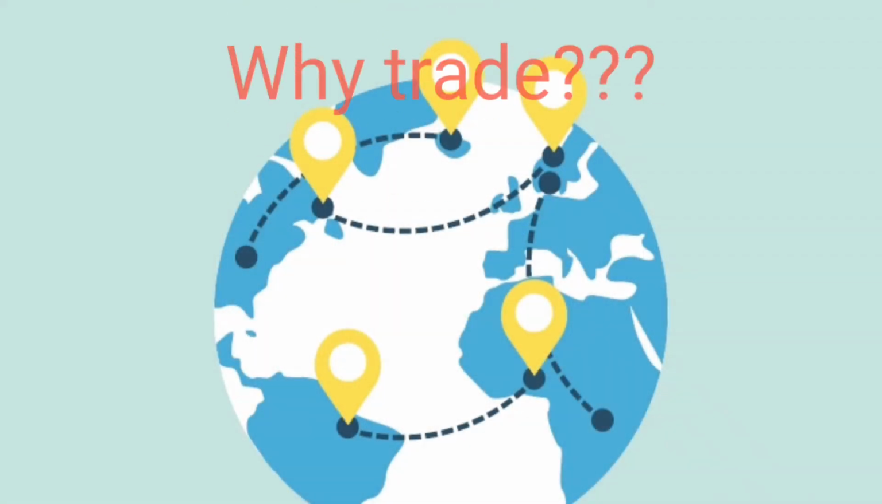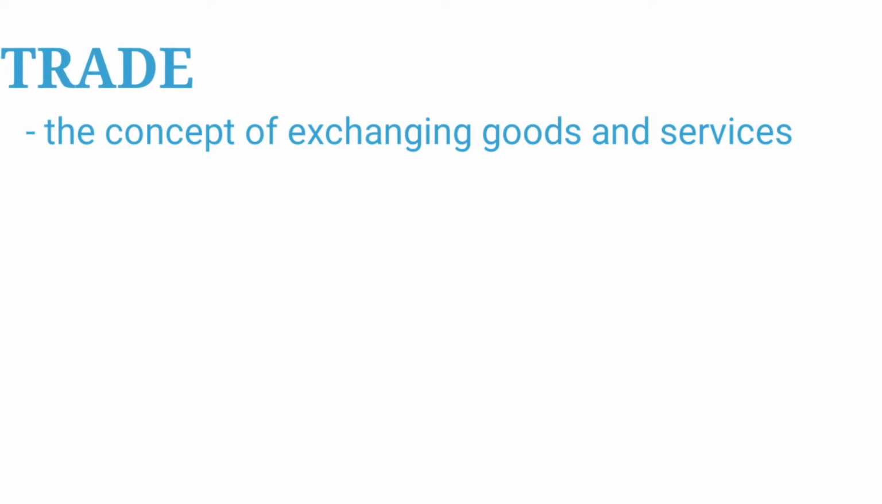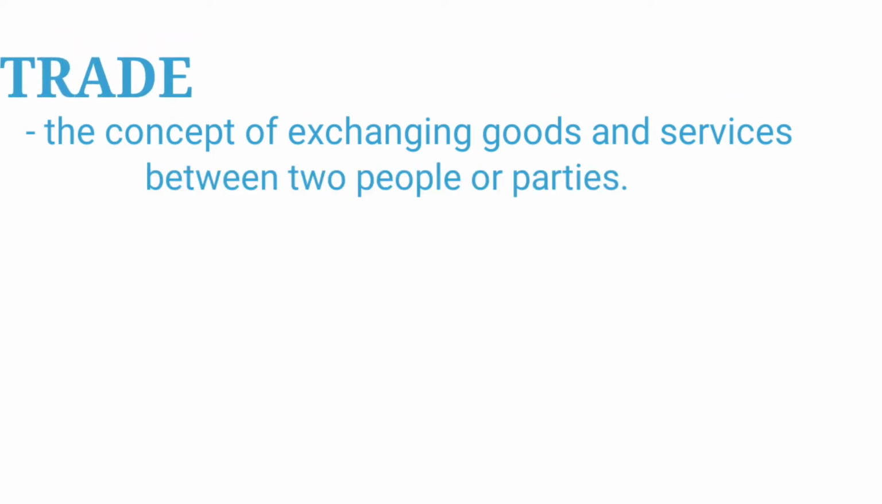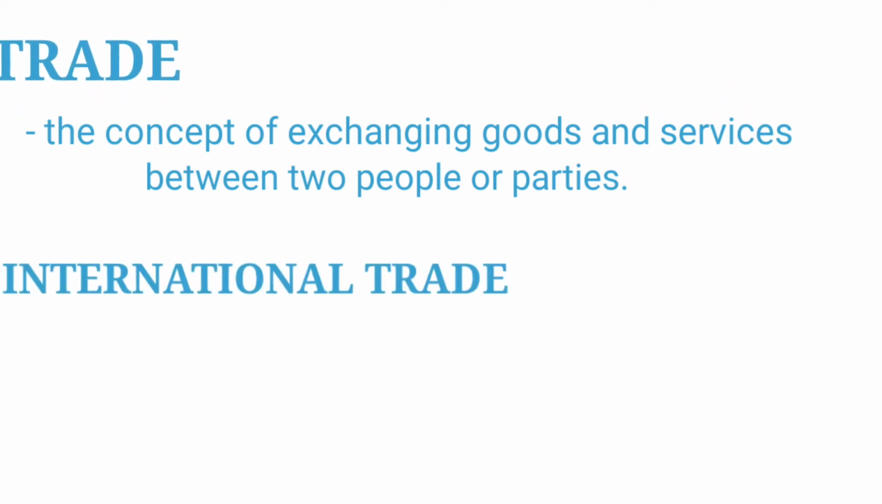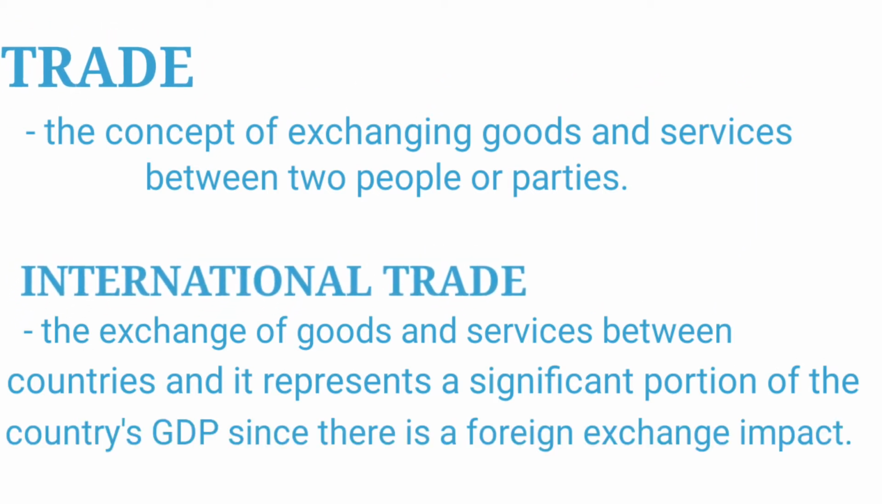And in today's video, I'm going to share some important information about why do countries trade, or simply, why trade? But before that, let us define what is trade. Trade is the concept of exchanging goods and services between two people or parties. We usually understand this to be the exchanging of goods for money, or simply buying something. International trade is then the exchange of goods and services over national borders.